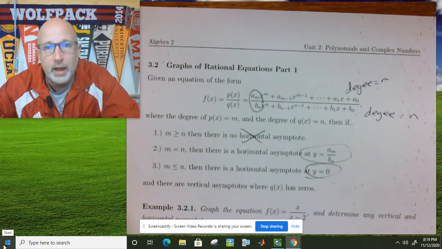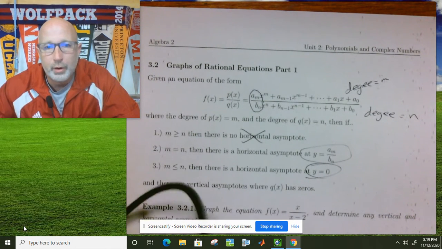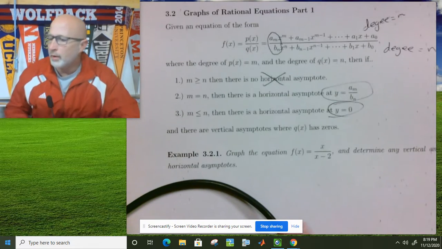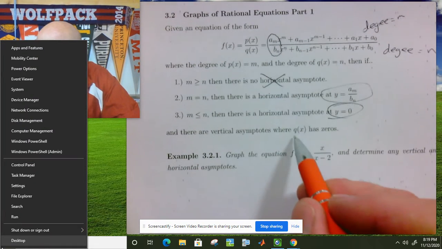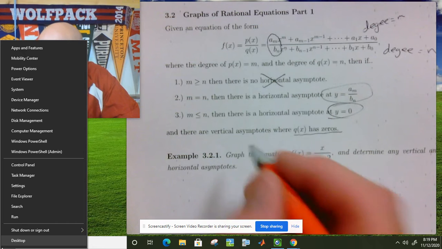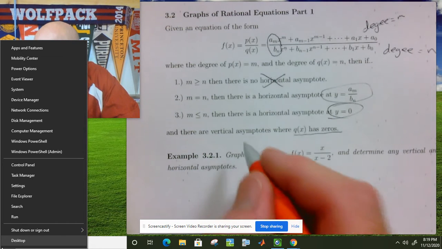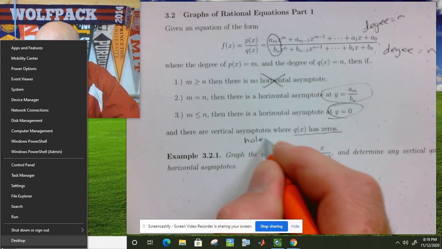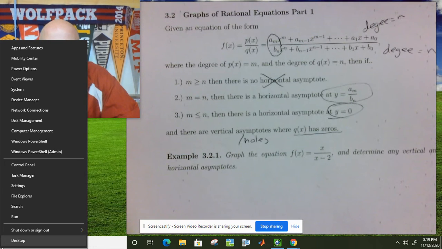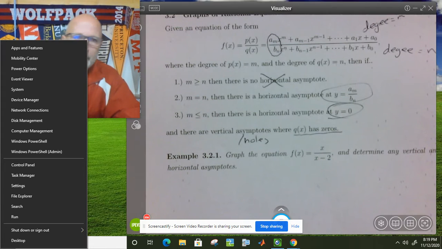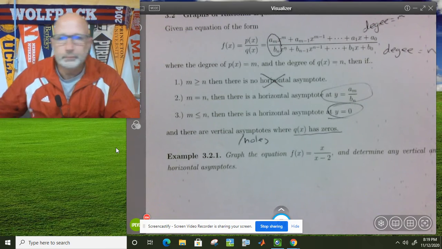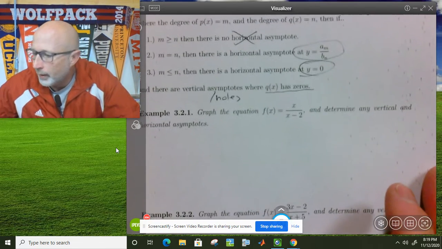Okay. So those are horizontal asymptotes. Now, where are the vertical asymptotes at? They're vertical asymptotes where q of x is equal to 0. Now, I also should put in there, you can have holes. They're vertical asymptotes or holes. Okay, so let's go ahead and go over this.